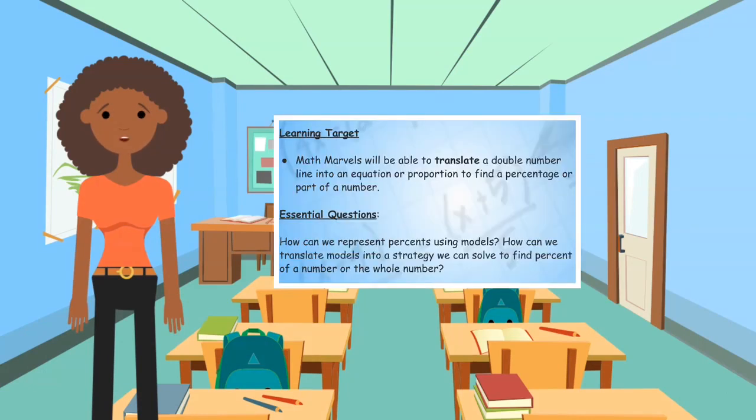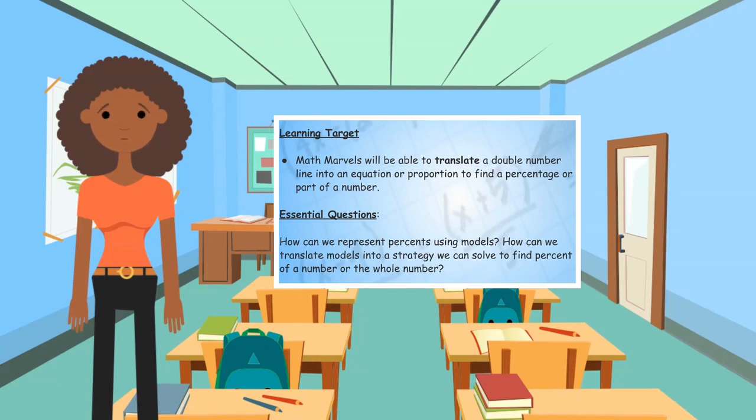Math Marbles, today we're going to learn how to translate a double number line into an equation or a proportion. We're going to do that so we can find a percentage or a part of a number. That means we're going to ask ourselves big questions. How do we even represent a percent using a model? And then how do we translate that model into a strategy that will help us find a part of a number?